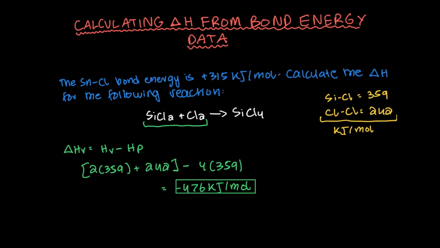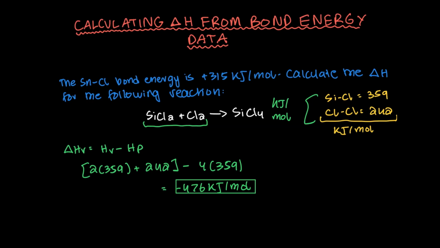What we're going to be talking about is calculating delta H from bond energy data. Now this data is either going to be given to you in the question or it's going to be given to you in the data booklet. So in this case, you need to calculate the delta H for the following reaction. So in this case, you have SiCl2 reacting with Cl2 to form SiCl4, and they have given you these bond energy values. So the bond energy value for Si-Cl is 359 kilojoules per mole. Again, all of these are in kilojoules per mole. And the Cl-Cl bond energy is 242 kilojoules per mole.